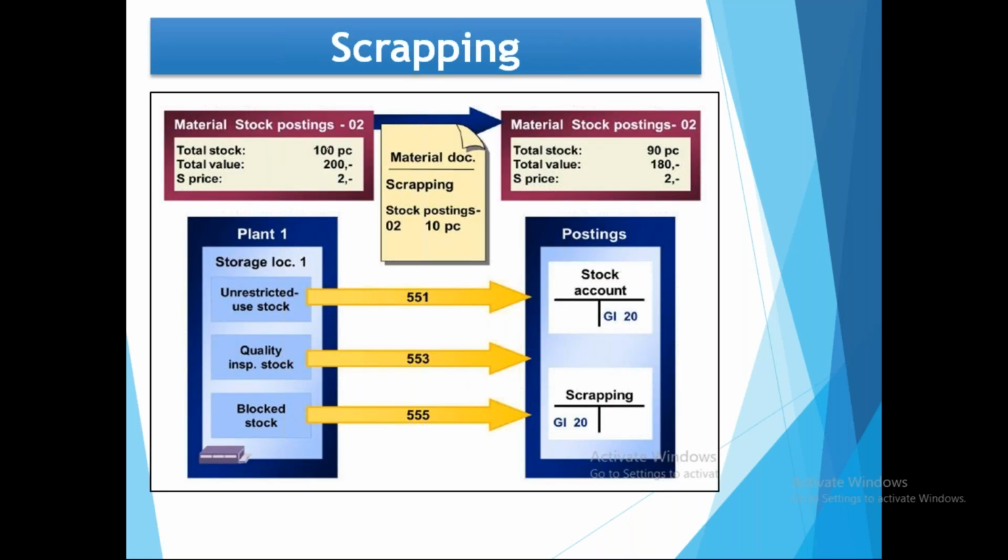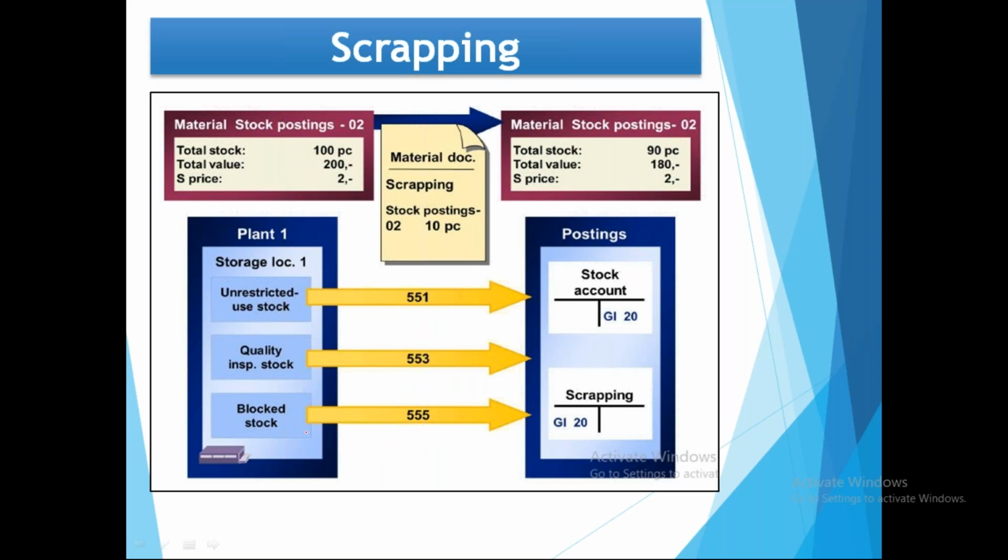Let's say you have a material with a stock of 100 pieces. Now you decided that you want to scrap 10 pieces. So when you do this scrapping, the stock will become 90 pieces, and at the same time the value also will get adjusted to 180. Here are the movement types. If you do the scrapping from the unrestricted use stock, the movement type will be 551. If you do it from quality inspection stock, it is 553. If you do it from blocked stock, it will be 555.